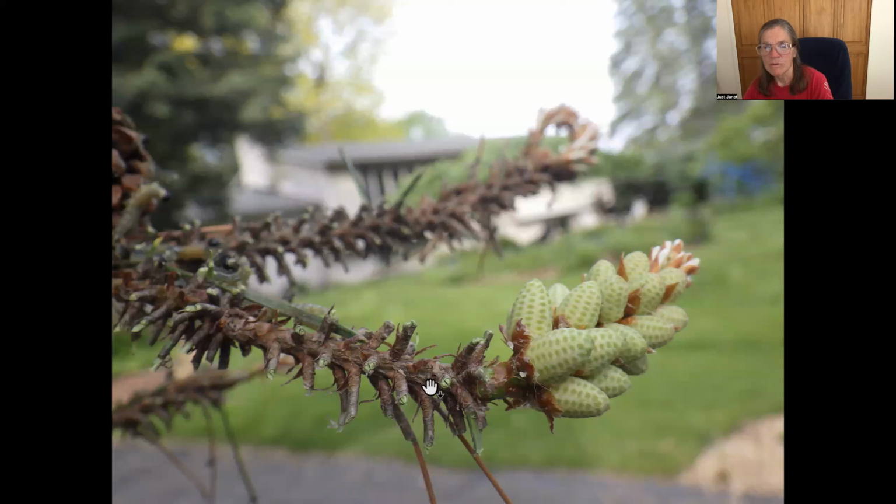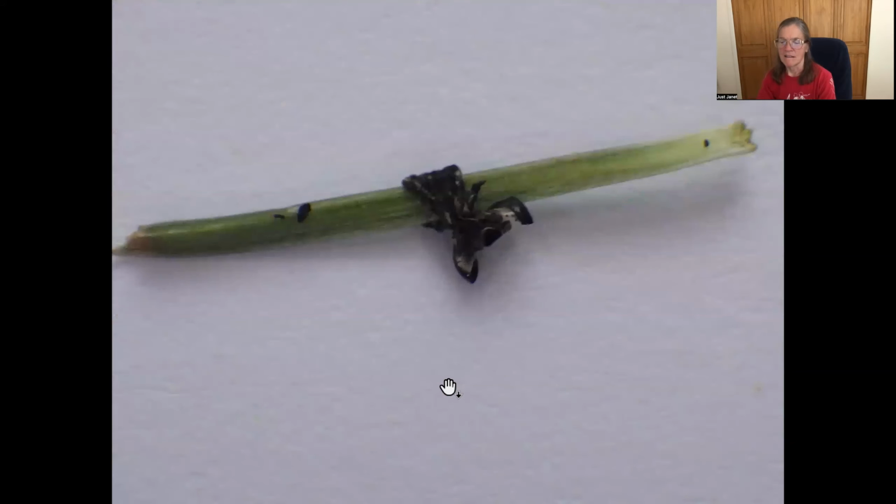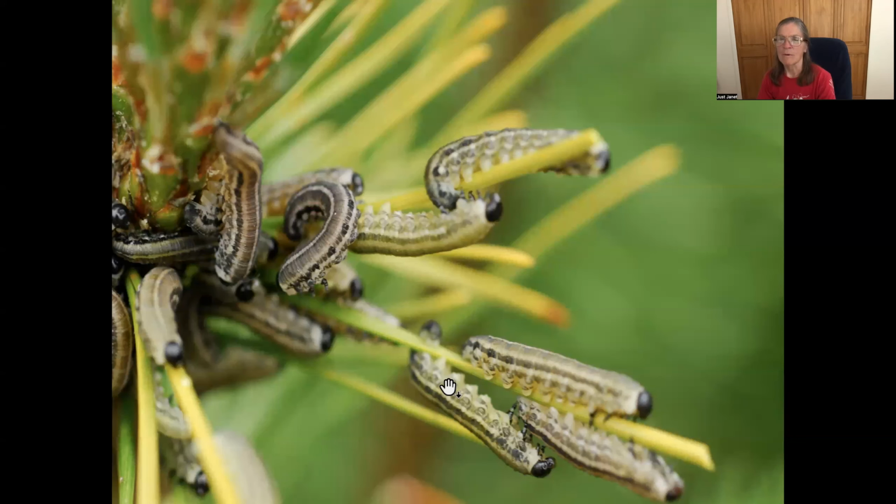They chomped off every needle. Every two-needle cluster was bitten off. These are sawflies. They look like caterpillars, but we know they're not caterpillars because they have more sets of prolegs than they should have. You count these guys along the side here. Some of them are real. See the little hooks? 6 real legs, and then a bunch of prolegs. If they have more than 6 sets of prolegs, they're not a caterpillar, they're a sawfly.